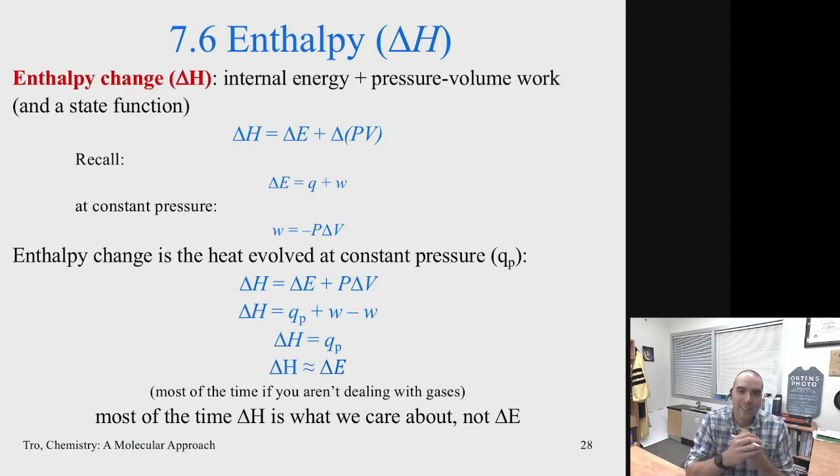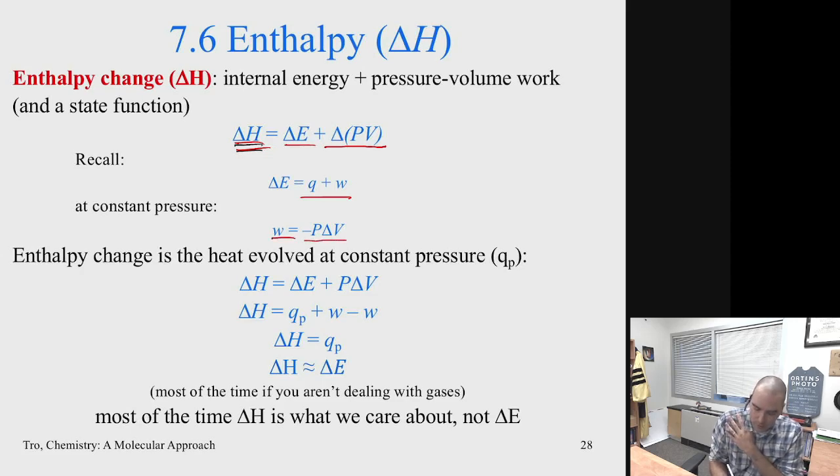Enthalpy is a related type of energy of our system. So enthalpy change is the internal energy plus any pressure-volume work that is done. And enthalpy change, just like internal energy, delta E, is also a state function. So we can define delta H as being delta E plus this change in pressure-volume work. So delta E, as we know, is equal to Q plus W. And at constant pressure, we know that W is equal to negative P delta V.